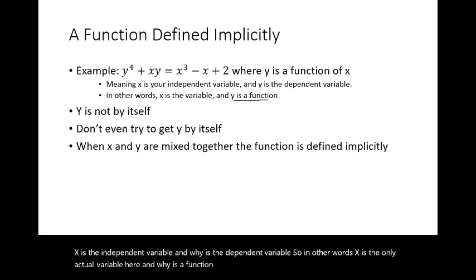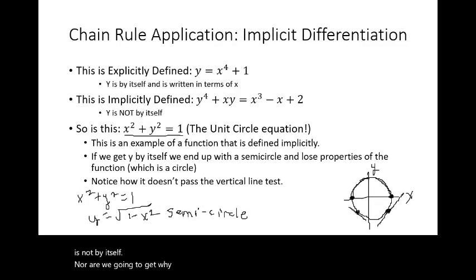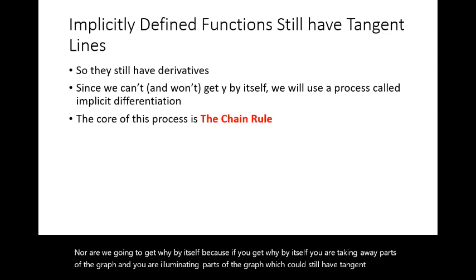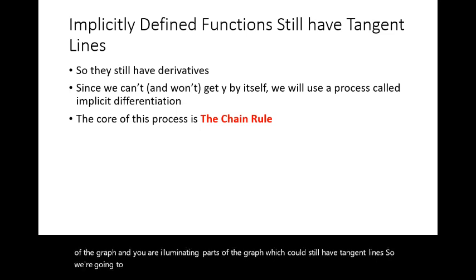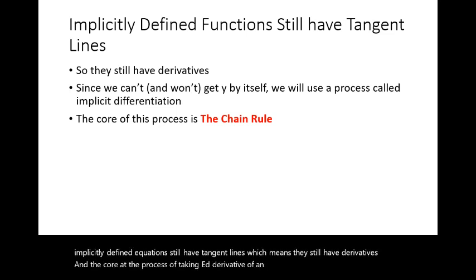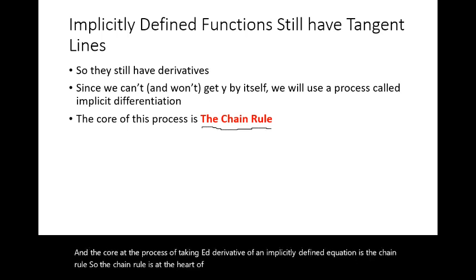Now, in implicitly defined equations, y is not by itself, nor are we going to get y by itself, because if you get y by itself, you are taking away parts of the graph, and you are eliminating parts of the graph which could still have tangent lines. So we're going to be taking derivatives of implicitly defined functions written as is, and not even trying to get y by itself. So implicitly defined equations still have tangent lines, which means they still have derivatives. And the core of the process of taking a derivative of an implicitly defined equation is the chain rule. So the chain rule is at the heart of the process called implicit differentiation.